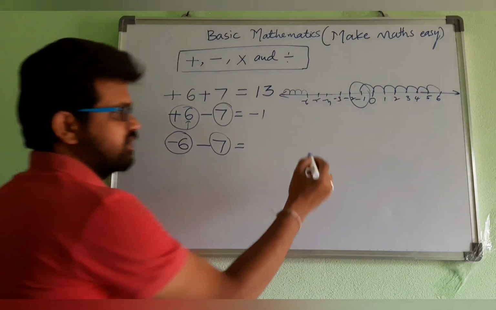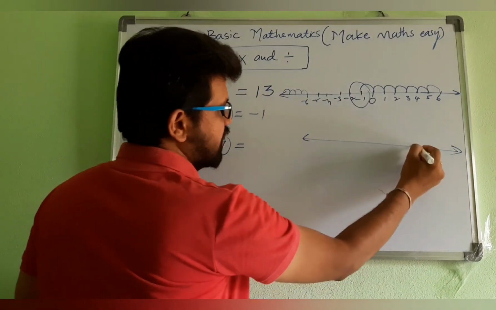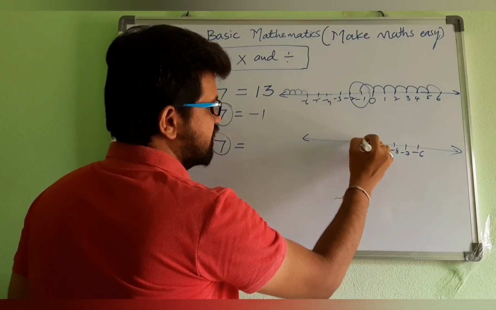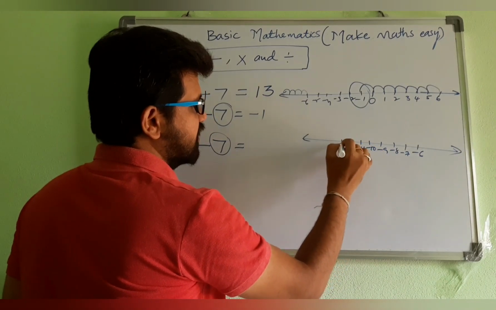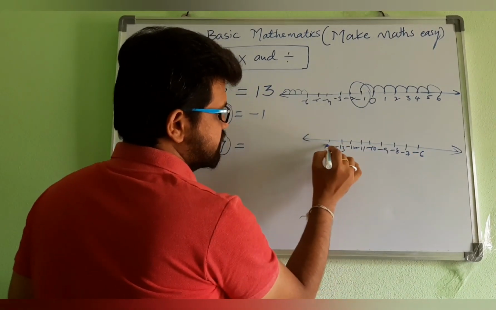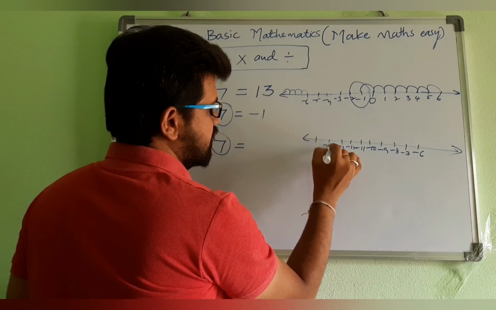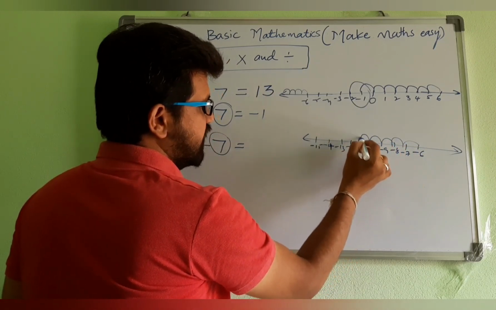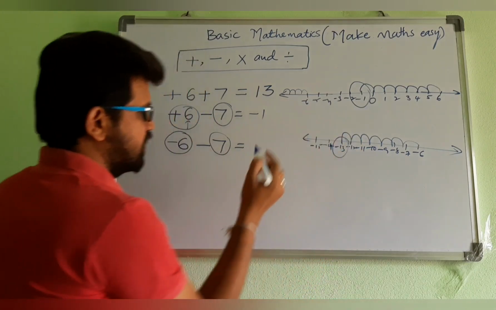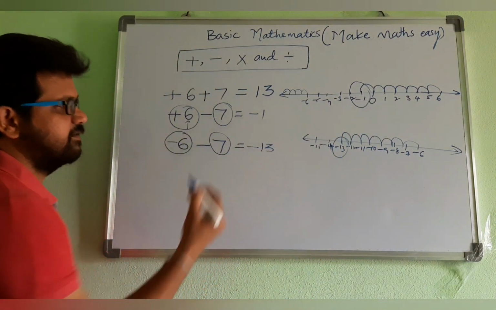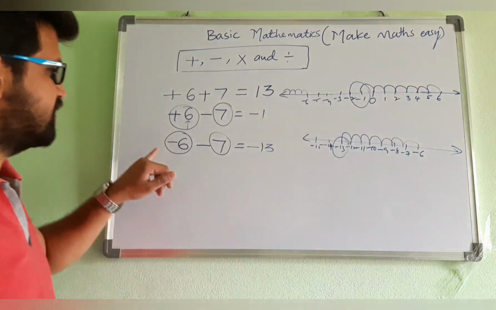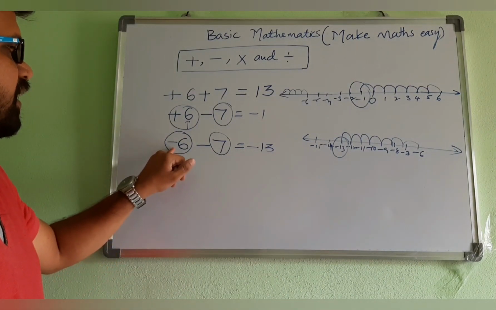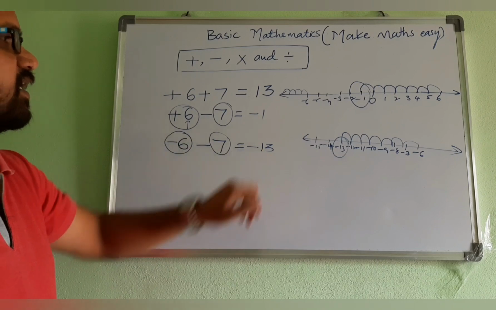So 7 steps back means, taking this as minus 6: minus 7, minus 8, minus 9, minus 10, minus 11, minus 12, minus 13. 1, 2, 3, 4, 5, 6, 7. So the answer is minus 13. But a few students say minus into minus is plus, so we get plus 13. That is wrong. Minus 6 minus 7 is minus 13.